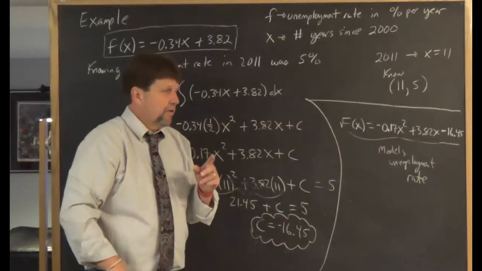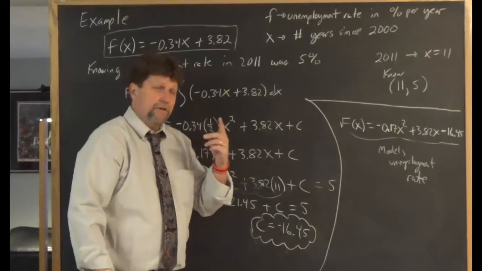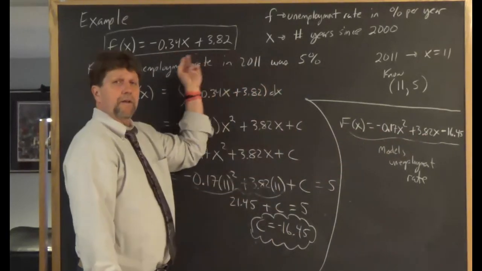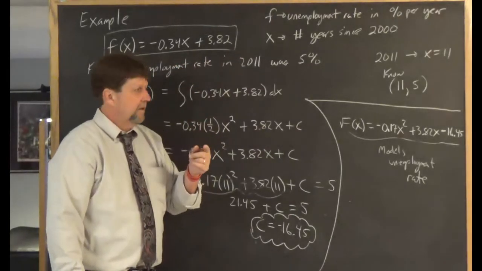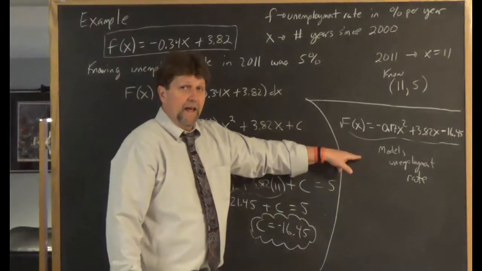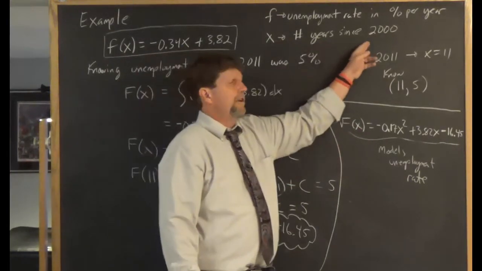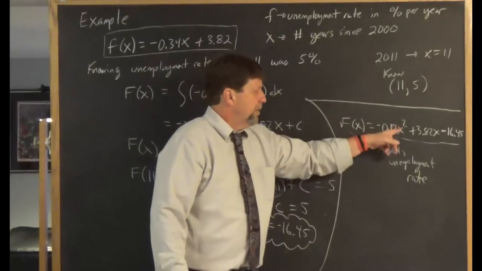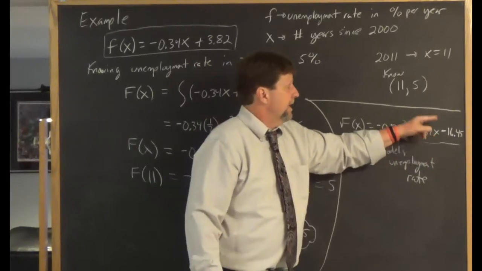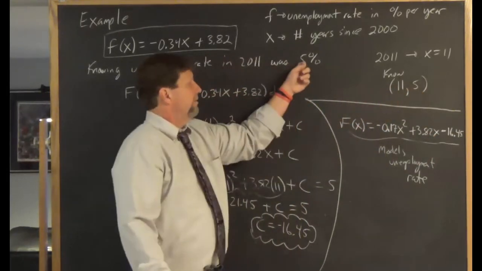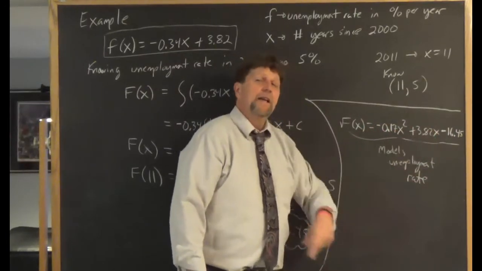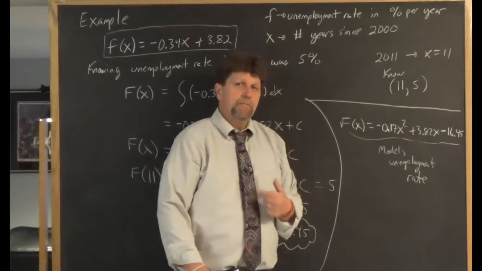And you can check your work to know you've done everything correctly. First, if you differentiate this, do you get this rate of change function? The answer is yes. If this models the unemployment rate for the year 2011, since x is the number of years since 2000, you should be able to put 11 in for the x's, and what should come out is 5%. So that's like a built-in check.